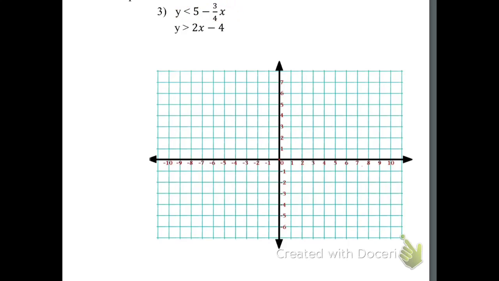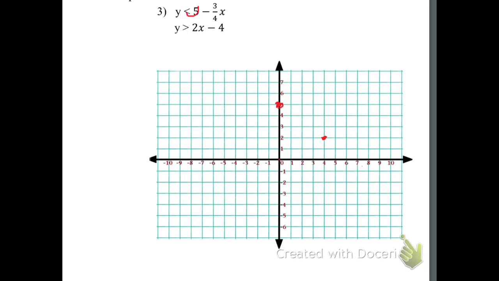It has a y-intercept of 5 and a slope of negative 3 over 4. So that's going to be down 3 as you go right. Oh, 1, 2, 3. You're going to go down 3 and you're going to go right 4. So there's another point right there. So down 3, right 4 gives me a point there.